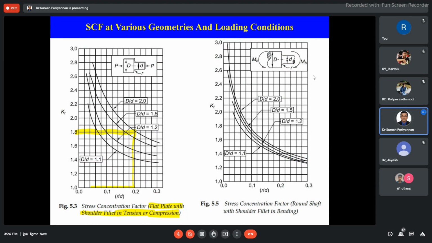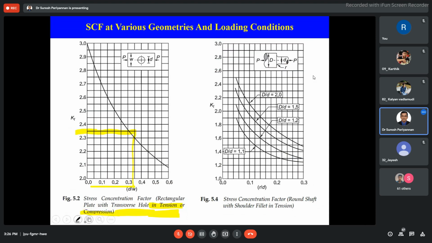Now I come to the next table, 5.4. Now the round shaft is subjected to tension. We are discussing the component, a round shaft, subjected to tension. Here we are going to find out the stress concentration factor. Now see here, this is the bigger diameter, capital D. After the fillet radius, this is the small diameter, small d.